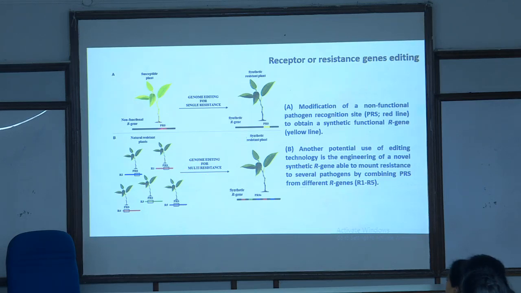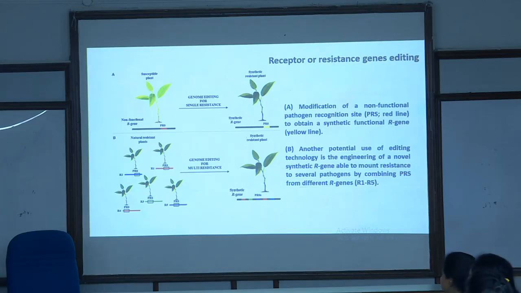If you deal with the PRS, you just modify the non-functional R gene, a base modification that leads to a functional R protein, then that is going to trigger ETI in the host. So ETI is the most desired trait, because we need that more and more in crop systems so that the pathogen can be controlled very easily, right? But in the case of multiple resistance, what he was suggesting is a potential use of editing technology: engineering novel synthetic R proteins, R genes able to mount resistance to several pathogens by combining PRS from different R genes, right?